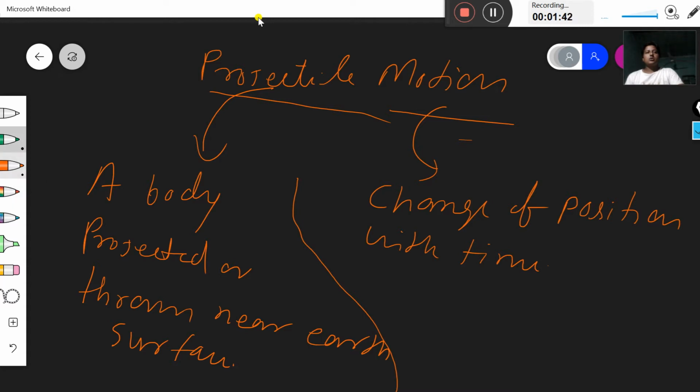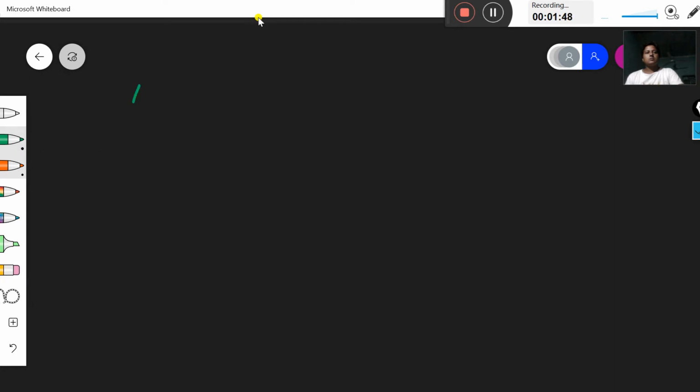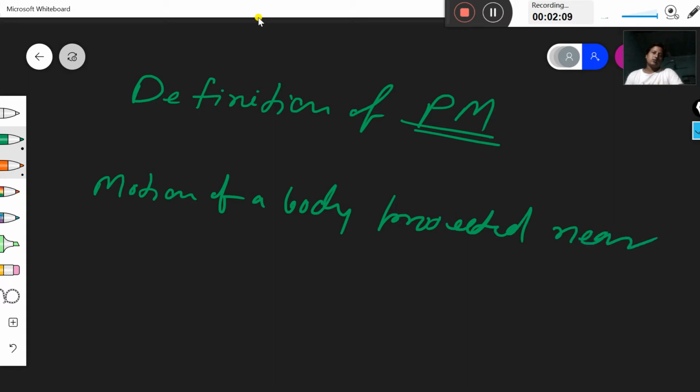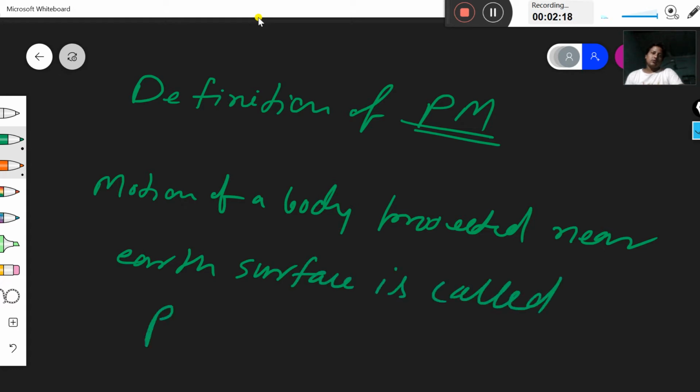So, the definition of projectile motion. Motion of a body projected near earth surface is called projectile motion.